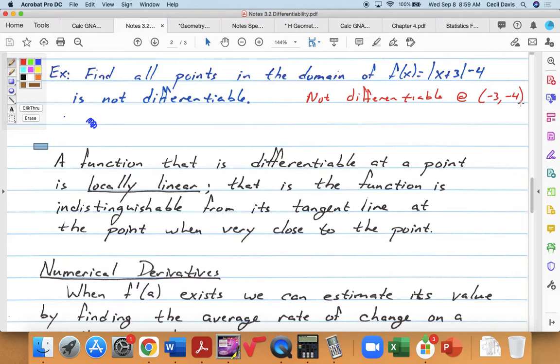One of the other things that happens is that if a function is differentiable at a point, it is locally linear. What that means is that if you were to zoom in on a point, the graph of the function and the graph of the tangent line would become indistinguishable from one another if you zoomed in enough. That makes sense? Are you sure, really? No? Okay.